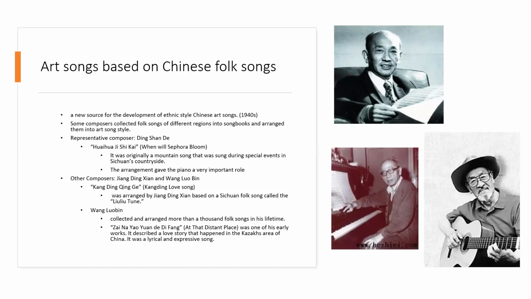Ding Shande is an important composer for collecting folk songs into art songs. His song 槐花几时开, When Will Sophora Bloom, was an important art song that he arranged from a folk song from Sichuan province in China. So this is a picture of Ding Shande. 槐花几时开 was originally a mountain song that's sung during special events in Sichuan countryside. The arrangement gave piano a very important role as demonstrated in a long prelude and its conversation with the voice counterpart.